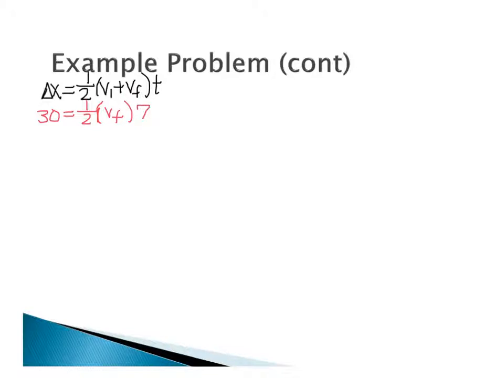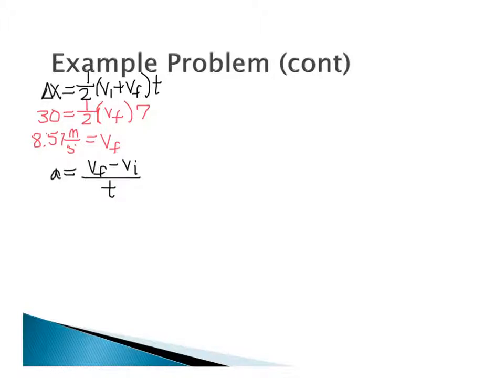So if I do some algebra here and solve for final velocity, I found that the final velocity is 8.57 meters for every second. Once I have the final velocity, I can use the slope of my velocity versus time graph to figure out the acceleration, because slope means acceleration.